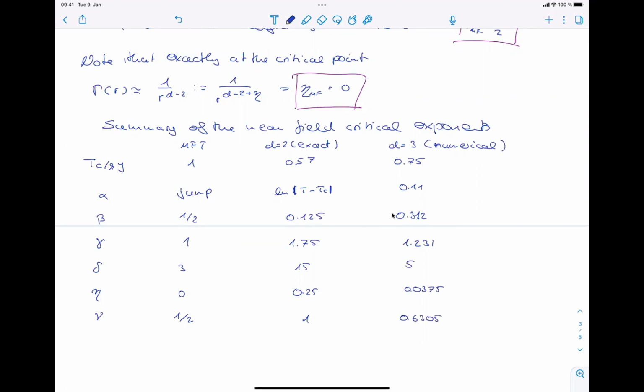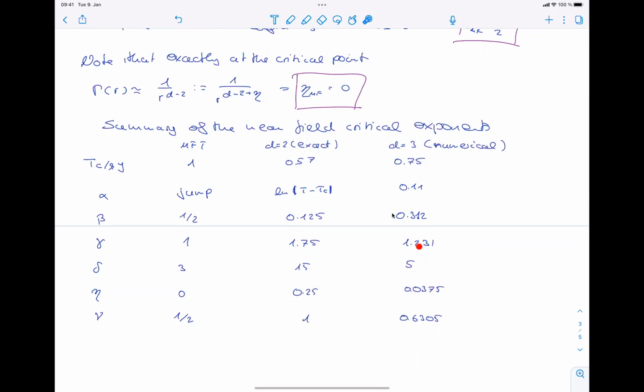Okay, and now you see why it was strategically a good idea to first show you the results for d equal 2, because they are way off. And then if we go to d equal 3, we're still off, but not as badly off. So really our intuition that as we go to higher dimension, mean field becomes a better and better approximation is indeed true. This was like a factor of 2 off, and here we're much less off.